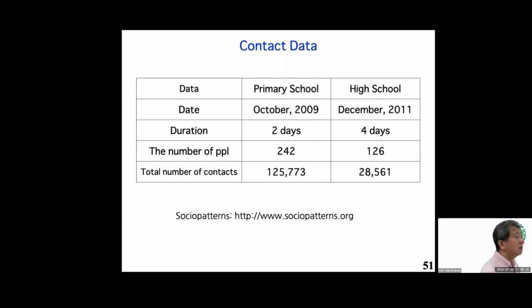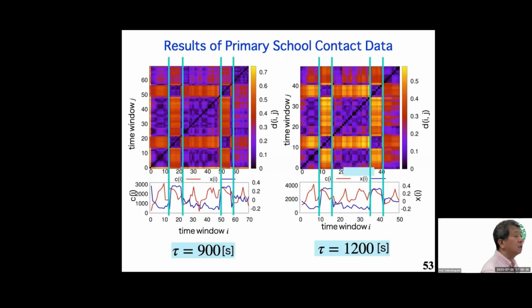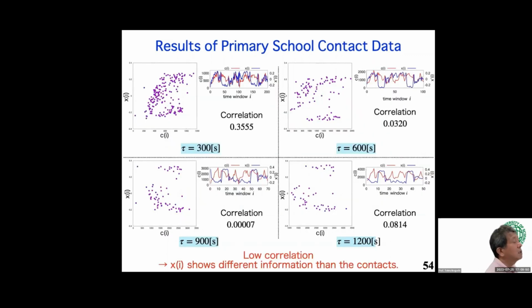So we can see the several variations of the temporal evolutions. Actually, this is the 900 s result and the 1200 s result. Yes, actually, we analyzed how the application of our method to the contact data gives information that is different from the temporal change of the variation of the number of contacts.